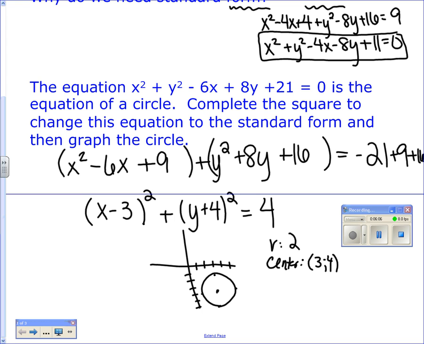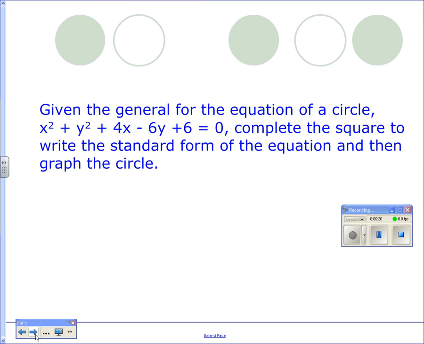Do you see how that works? Y'all remember dealing with circles last year? Any questions on that part? Okay. Here's another one. What type of equation did they give us? The general. Given the general form, complete the square, write the standard form, and graph it.